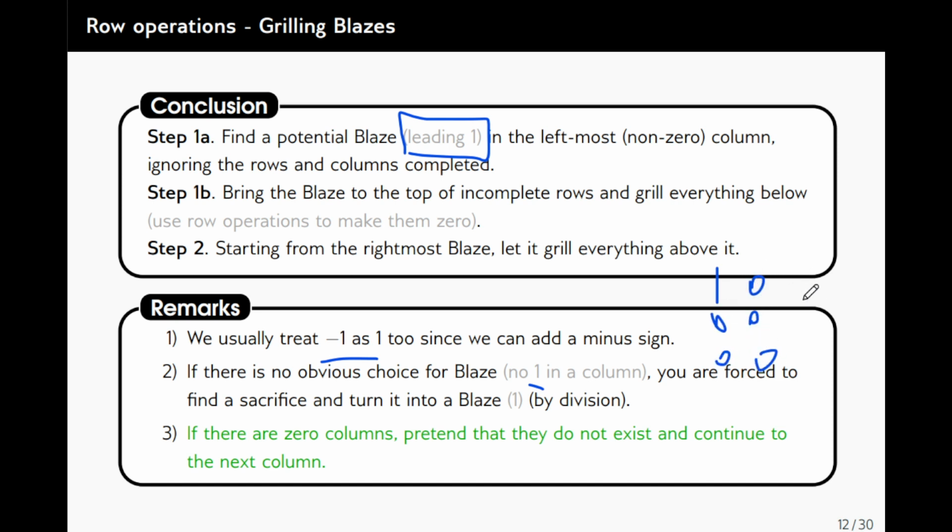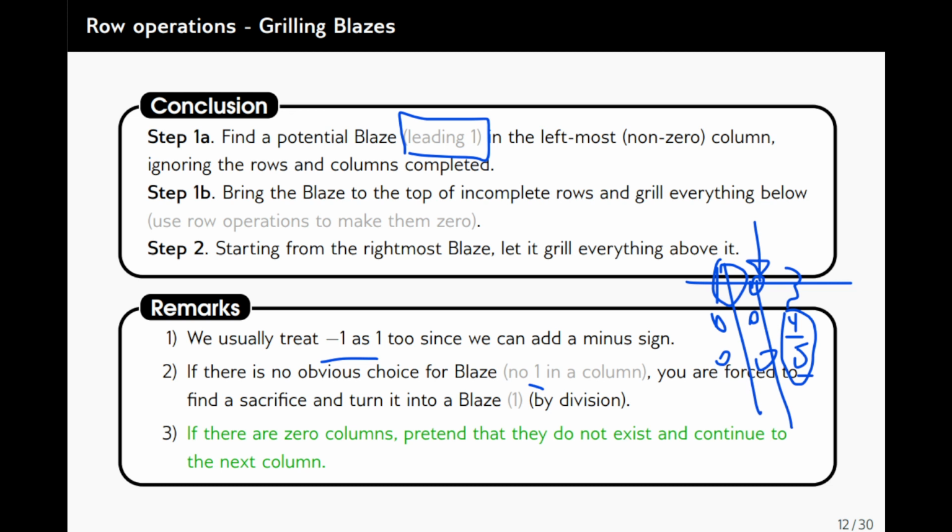If there is a zero column, so for example, if you have a 100 000, and then a 345, this column is ignored. You just pretend it's completed, and then you start from the remaining column. So you choose the 4 or 5. I hope that these places help you memorize what needs to be done in row operations.